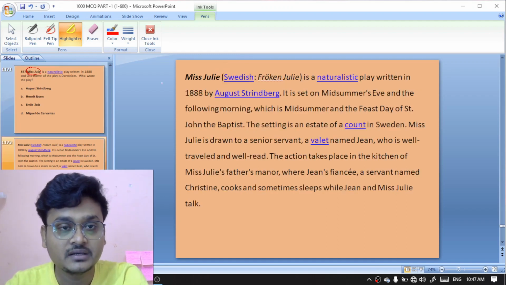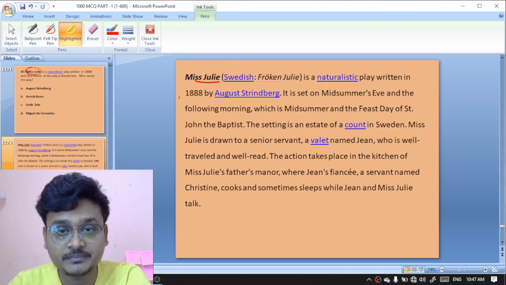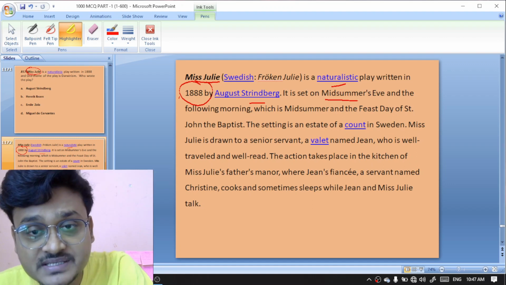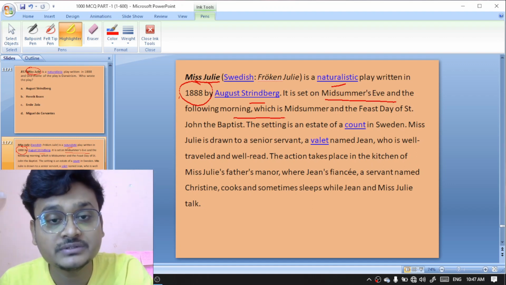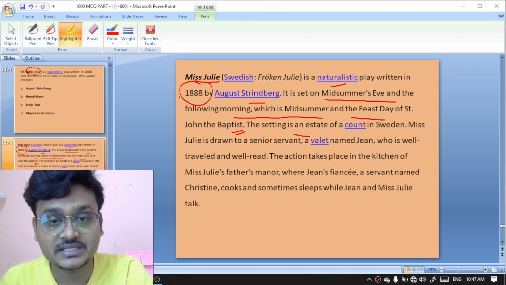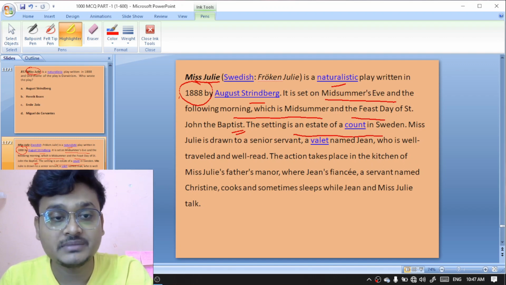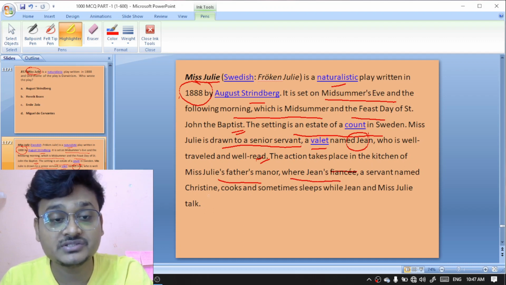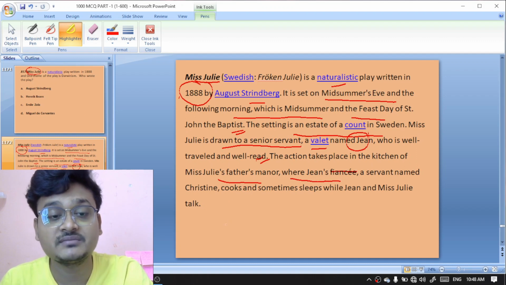Let's look at Miss Julie, a naturalistic play written in 1888 by August Strindberg. It is set on Midsummer's Eve, the following morning being midsummer and the feast day of Saint John the Baptist. The setting is the estate of a Count in Sweden, and Miss Julie is drawn to a senior servant, a valet named Jean, who is well travelled and well read. The action takes place in the kitchen of Miss Julie's father's manor, where Jean's fiancée, a servant named Christine, cooks and sometimes sleeps while Jean and Miss Julie talk.